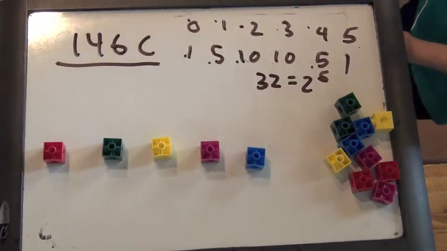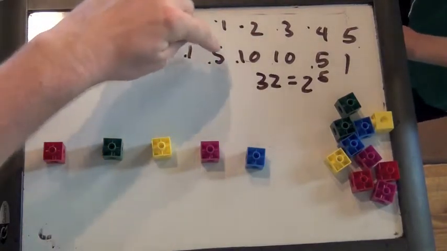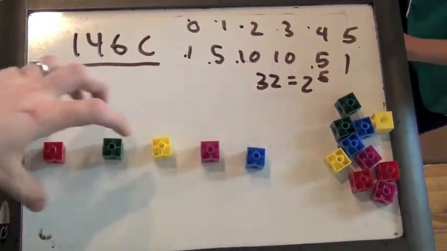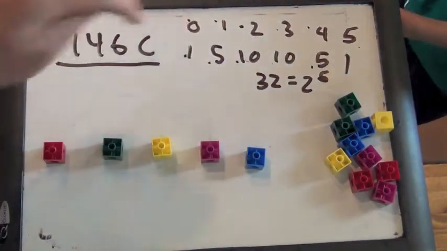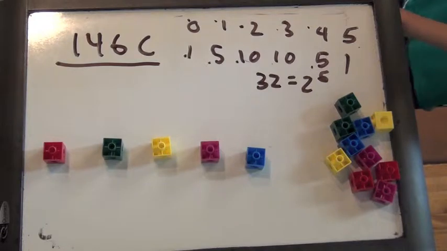Okay. So that says if I count all the different ways I can pick subsets of these blocks, including all of them and including none of them, I get 32 different choices.